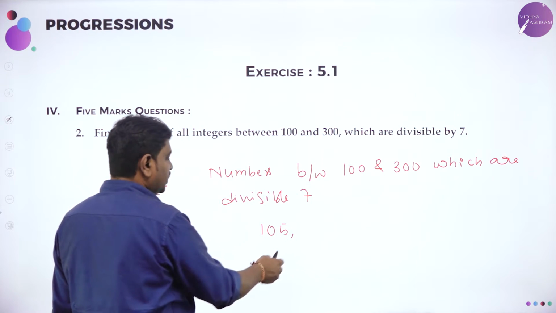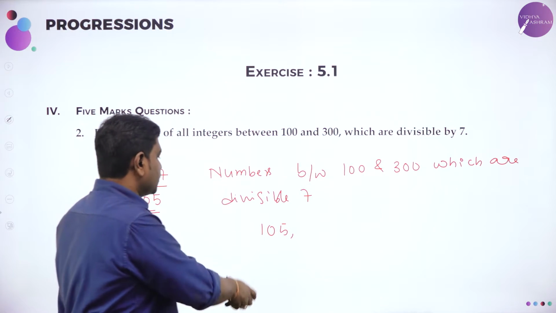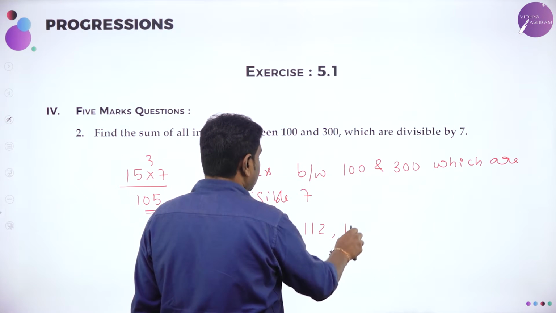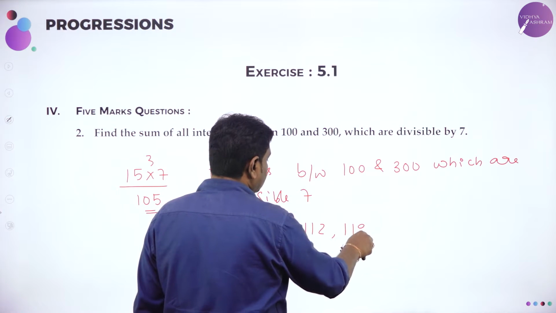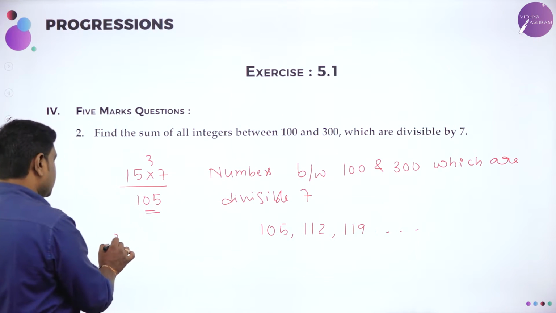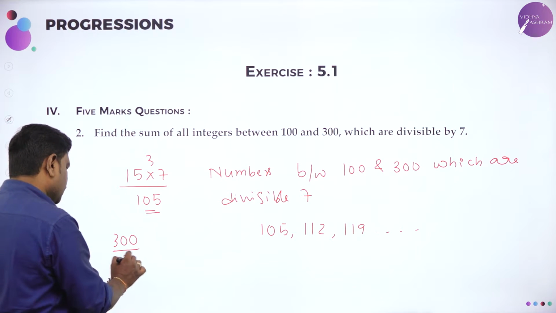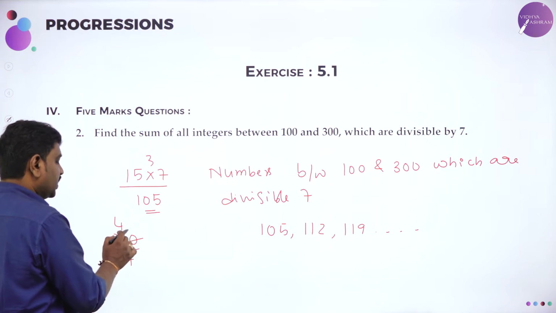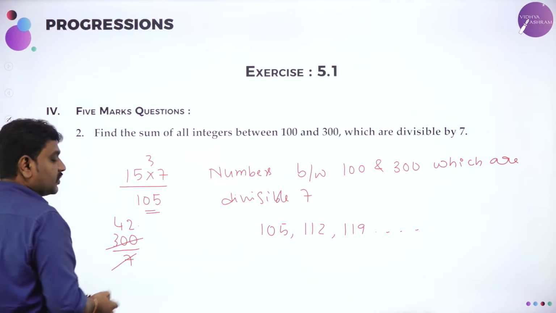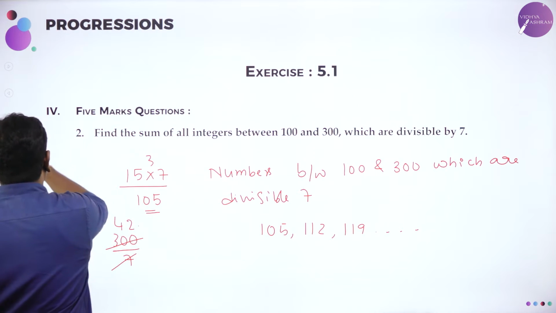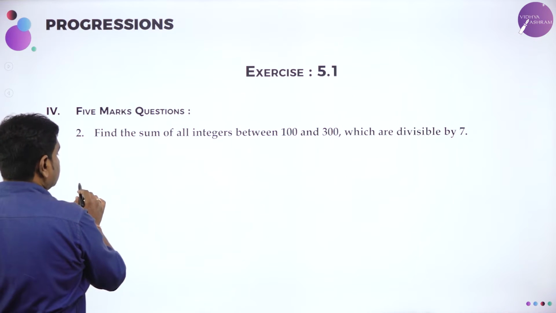Then you add 7. Divisible by 7 means add 7. So add 7, it will become 112. Add 7, it will become 119. It goes until 300. So 300, we will check whether it is divisible by 7. No, 300 is not divisible. But when you divide, you will get an integer part. 7 fours are 28, 42 sevens will be less than 300. So try 43 sevens.